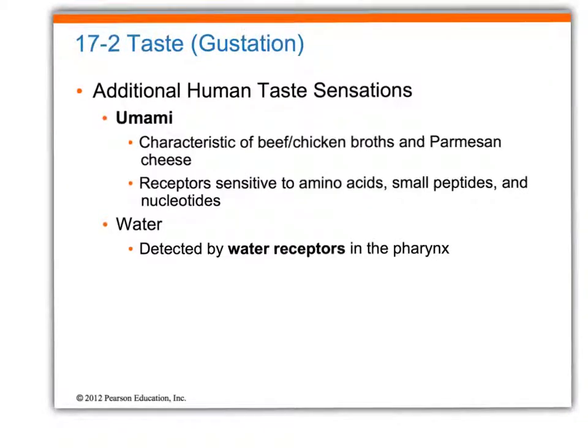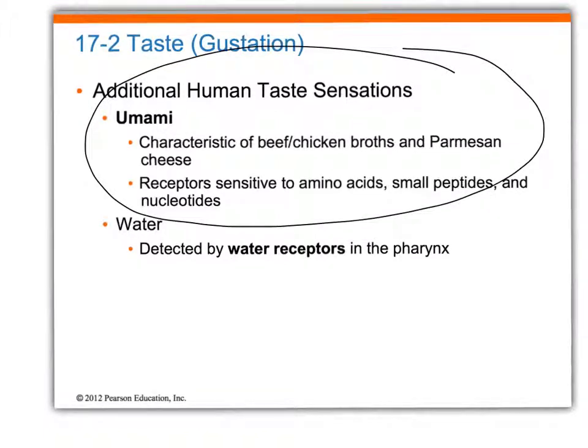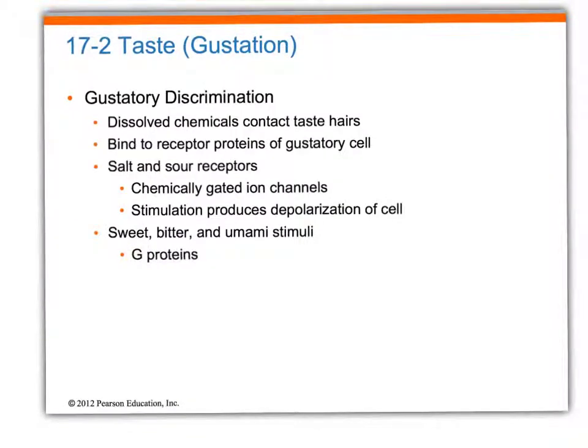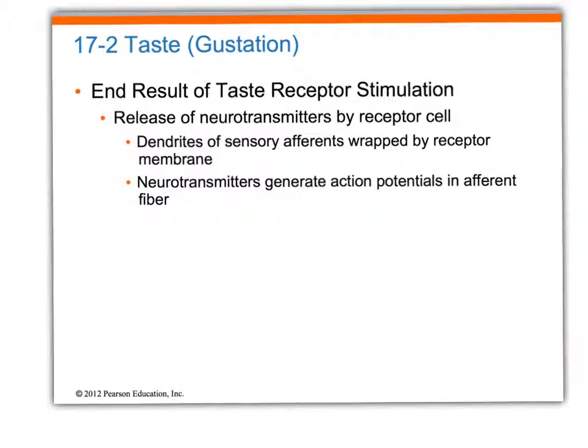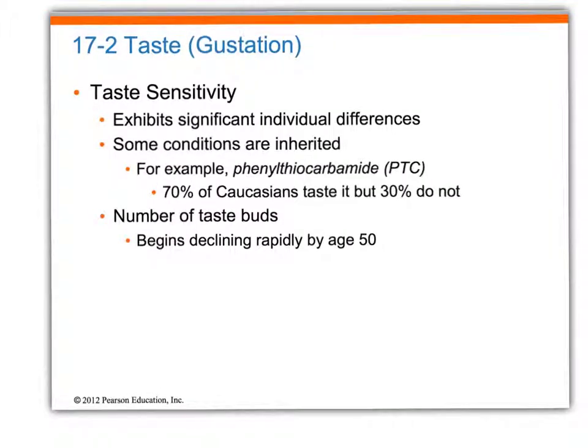Okay, so the way your author does it, he puts umami as a separate characteristic, but in fact it is really just another one of the basic sensations, and we talked about warmth receptors. All right, gustatory discrimination, again, remember that's the ability to tell specifically what something is. Again, G proteins, chemically gated ion channels, all of that is just too much information to test. So it's the end result we're after. We're going to get action potentials, which is a nerve impulse. Those nerve impulses are going to run through to the brain.